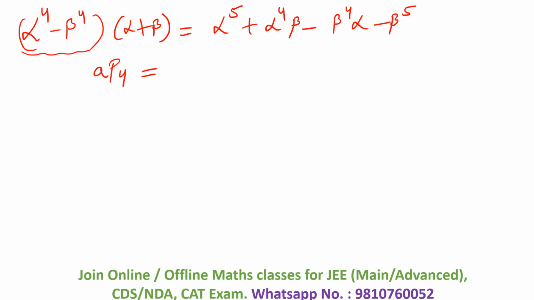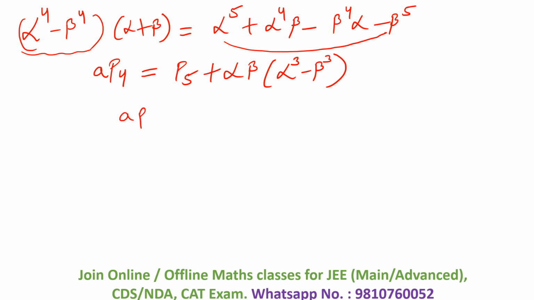So A into P4 becomes equal to, what is alpha power 5 minus beta power 5? It is P5. And from the remaining two terms, take out alpha beta common inside the bracket. You will be getting alpha cube minus beta cube. Now A into P4 is equal to P5 minus B into P3, right? So that means I can write A into P4 plus B into P3 equal to P5.